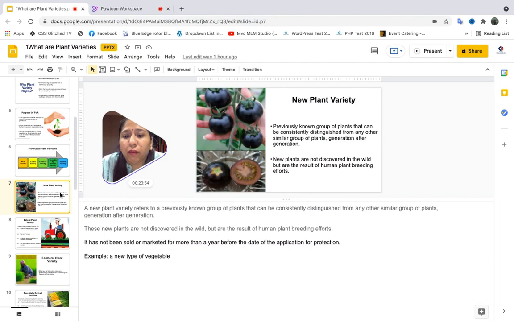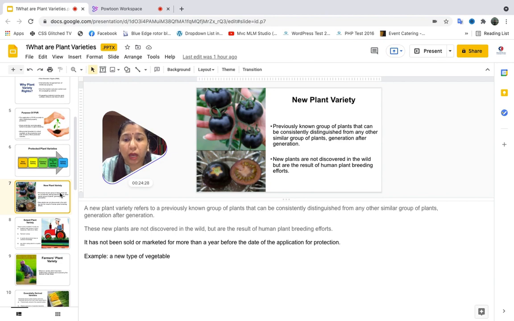A new plant variety refers to a previously known group of plants that are distinguished from other similar groups of plants generation by generation. Now these are new plants which are not discovered in the wild, but are a result of human efforts or human plant breeding. It has not been marketed for more than a year before the date of application. Such varieties are known as new plant varieties.